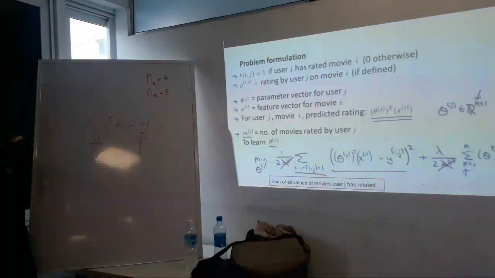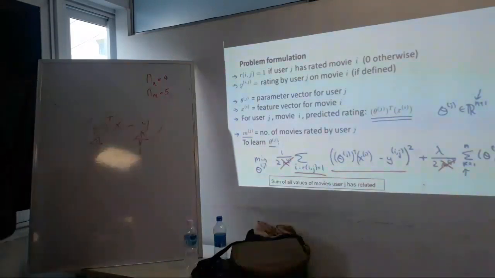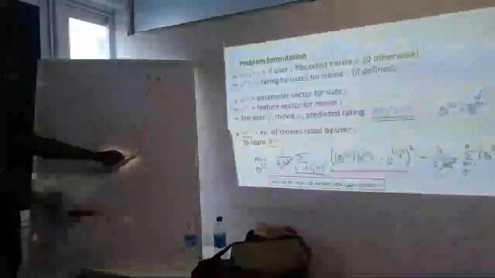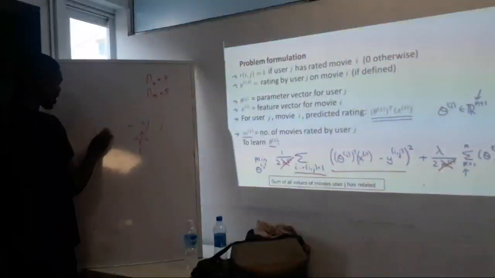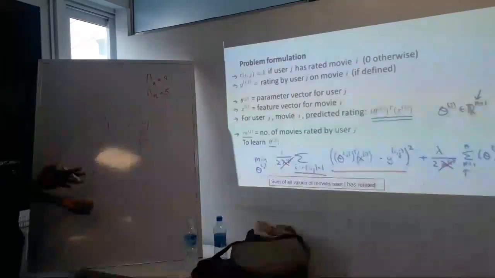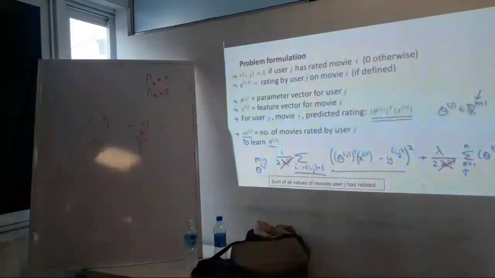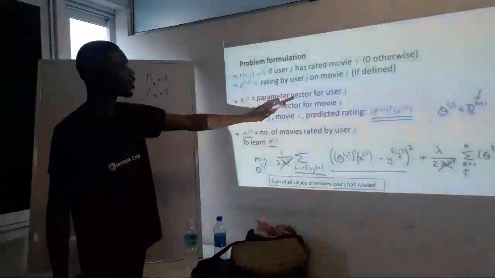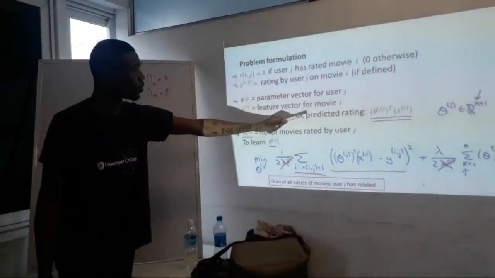How many of us did linear regression? So what do we call this guy? Oh, okay, let me just change it for convenience's sake. So this is the parameter vector of the user. This is the feature vector of the movie I.